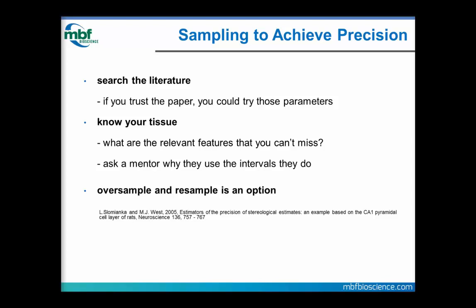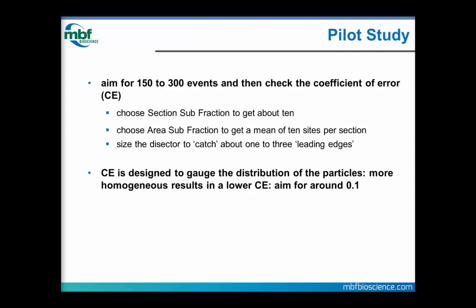You're almost always going to be doing a pilot study on a representative animal from the control and from the experimental group. For a pilot study, we shoot for a couple hundred events. That means a couple hundred cell tops that are in the dissector. So we're shooting for 150 to 300 cells. You can choose the section subfraction to get about 10 sections. On each section, we can set up the area subfraction to get about 10 dissectors. We can size that dissector in the X, Y, and Z dimensions to catch about 1 to 3 cells. That will give us a couple hundred cells.